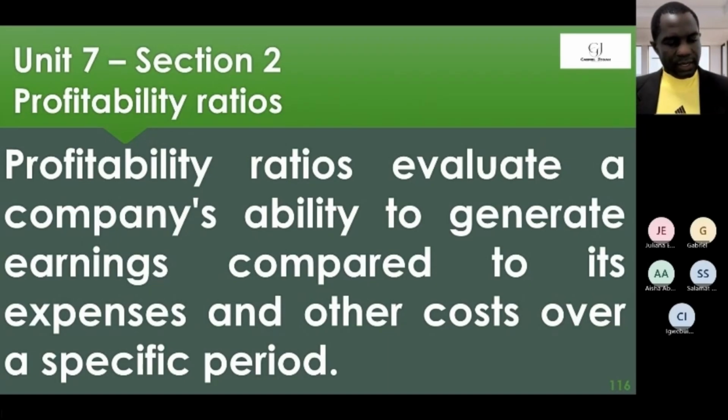Okay, so we have 14 minutes more. Let's look at section 2 of Unit 7, which is profitability ratios. We are almost running out of time. We may not be able to start the calculations to look at these ratios today, but let's look at the theoretical aspect before we take questions and shut down so that we can rest in this session.